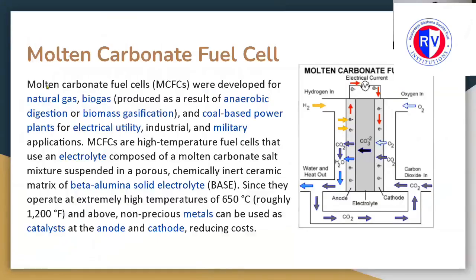Molten carbonate fuel cells. Molten carbonate fuel cells were developed for natural gas, biogas, and coal-based power plants for electrical utility, industrial, and military applications. Since they operate at an extremely high temperature of 650 degrees Celsius, that is roughly 1200 Fahrenheit and above, non-precious metal can be used as catalyst at the anode and cathode, reducing cost.